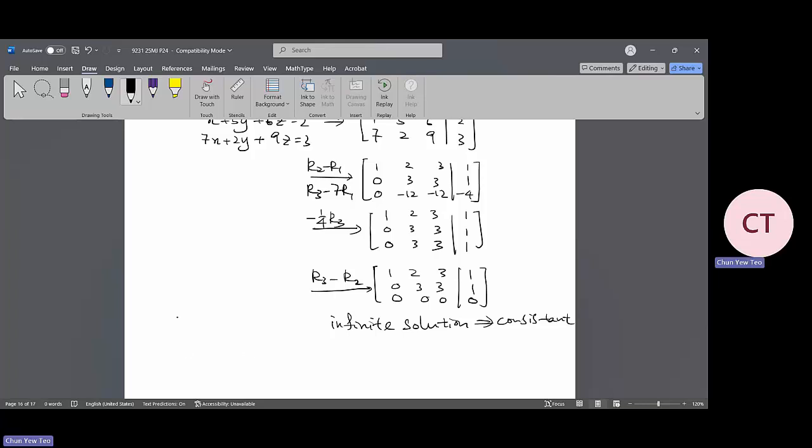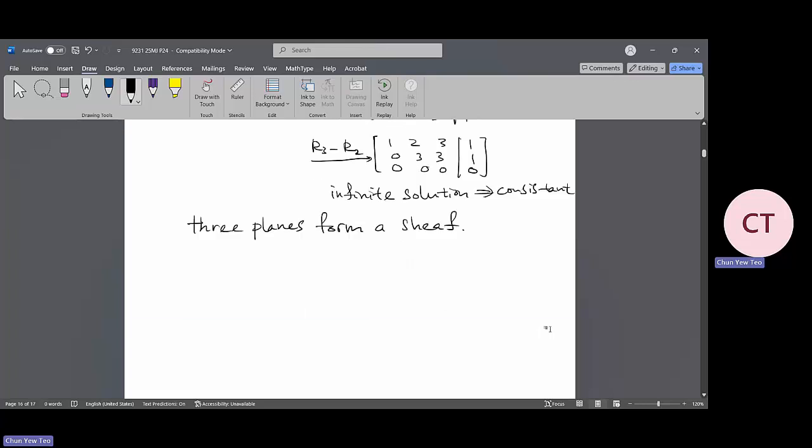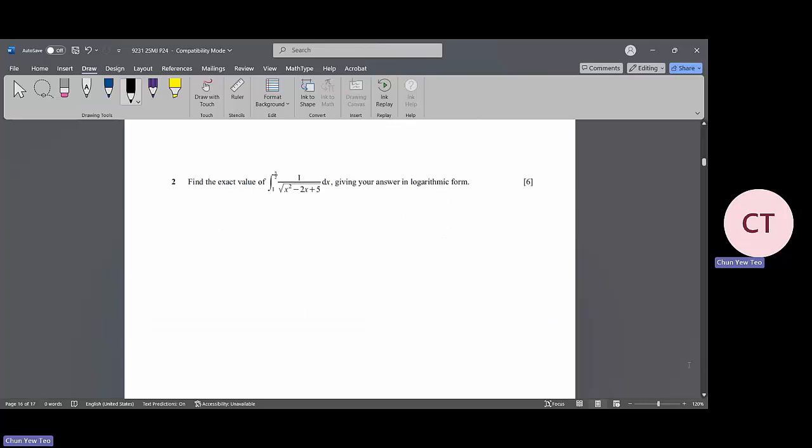Then we need to interpret the result geometrically. We just say that the 3 planes form a sheaf. That's all. So this is the answer for question 1B. Move on. We have question number 2.